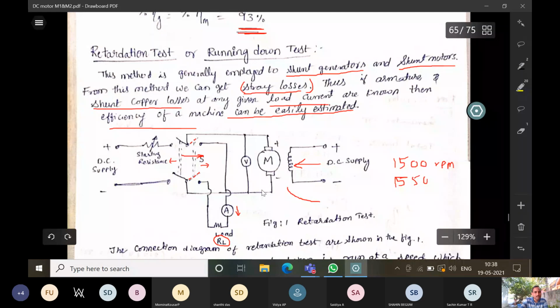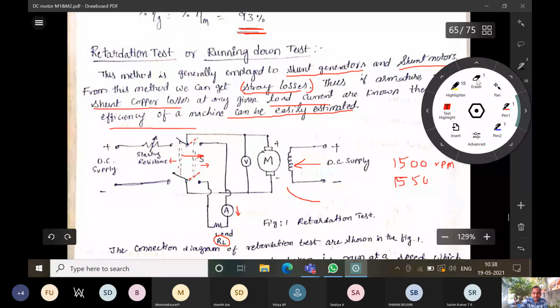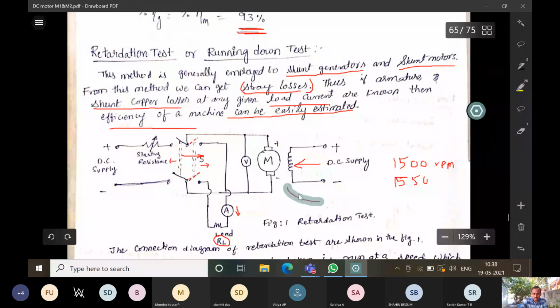Is it clear? Hello, Srishti. Yes, sir. Yes, sir.